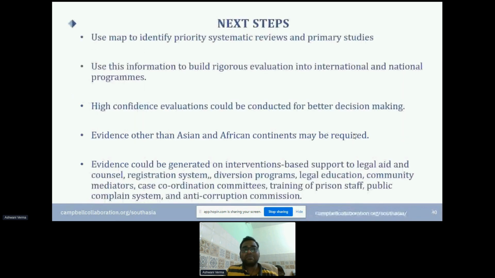So what are the next steps here? We can use this map to identify and prioritize systematic reviews and primary studies. This map will help in building rigorous evaluation into national programs.